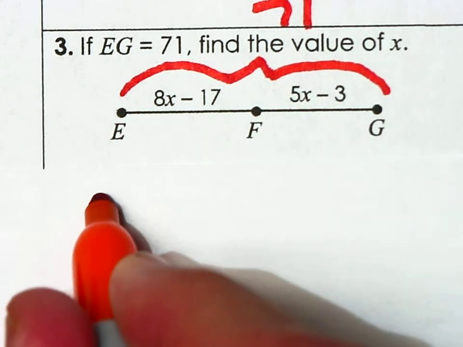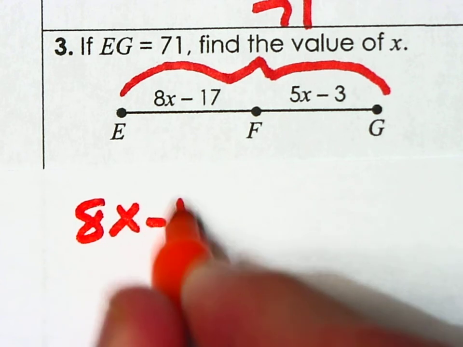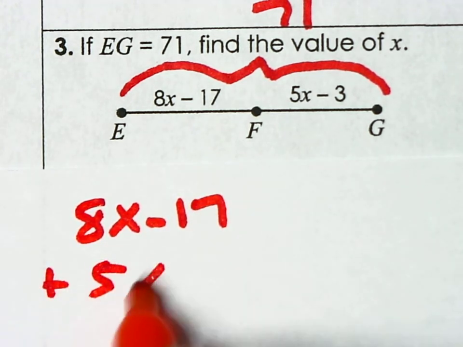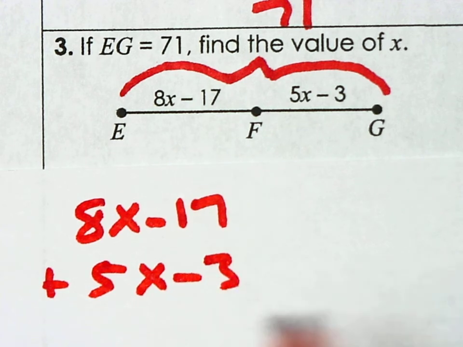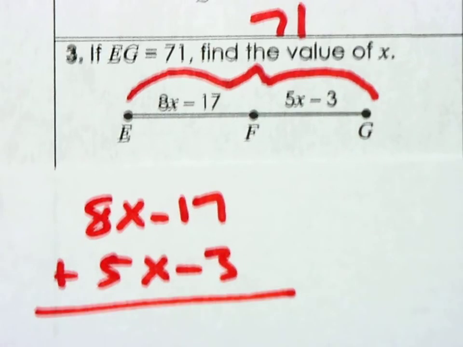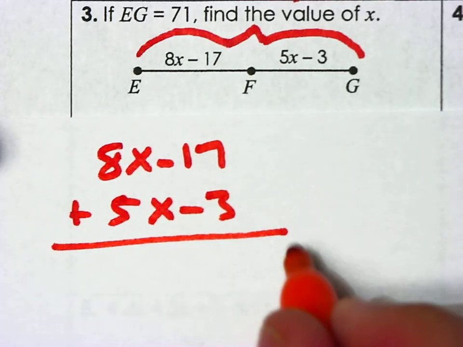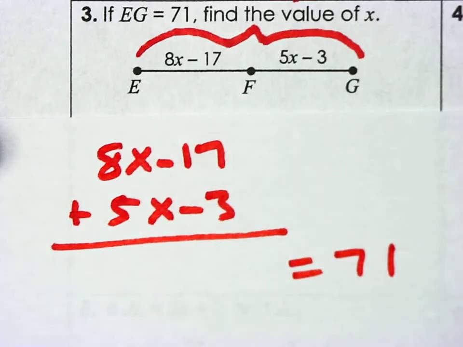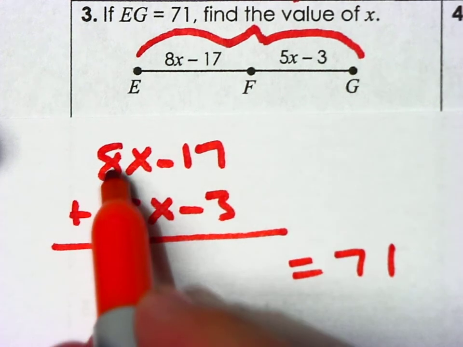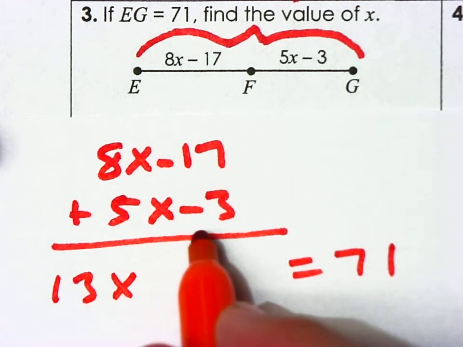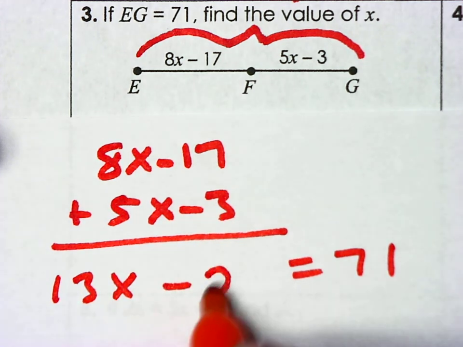You're going to grab 8x minus 17, okay? You're going to add it to 5x minus 3, okay? And then after we add it, we're going to set it equal to 71. I hope you like the way I wrote it. I thought, why not write it vertically so you have all your like terms matching up. So 8 and 5 is 13, keep the x's. Negative 17, negative 3 is negative 20.